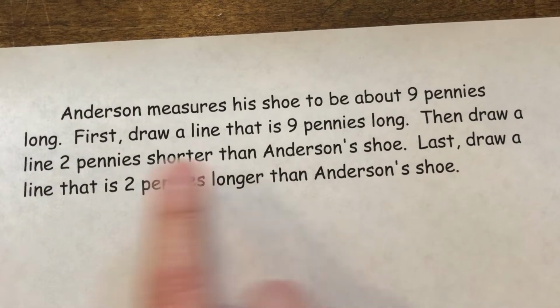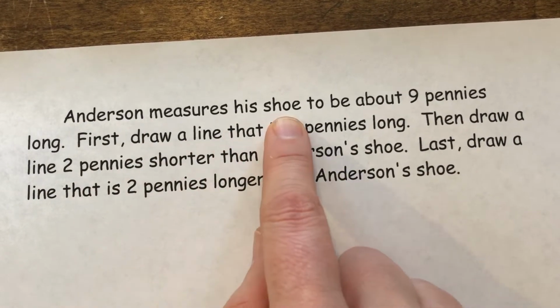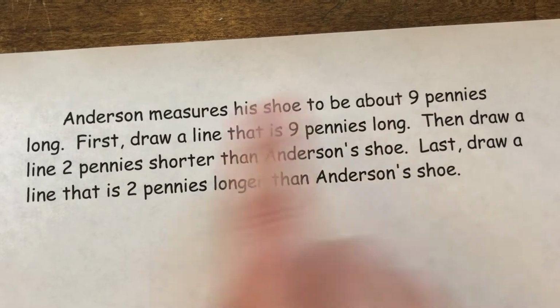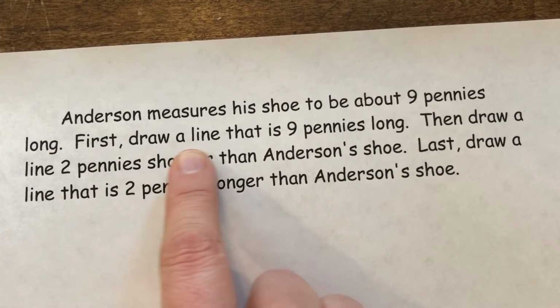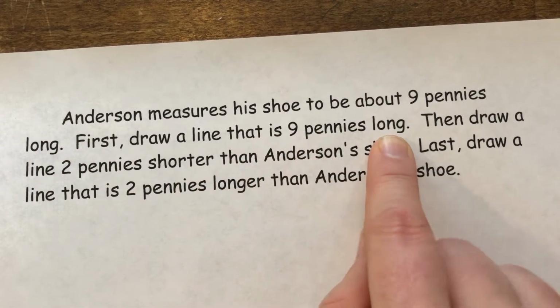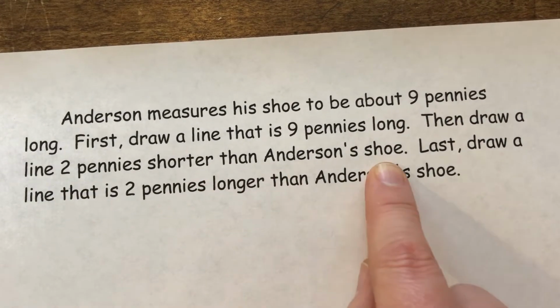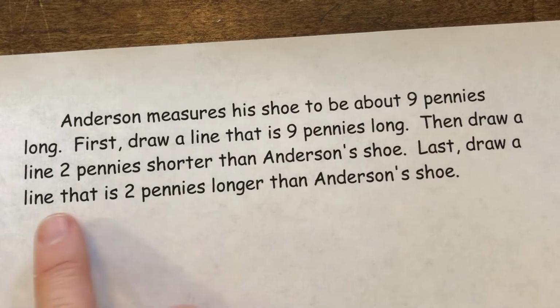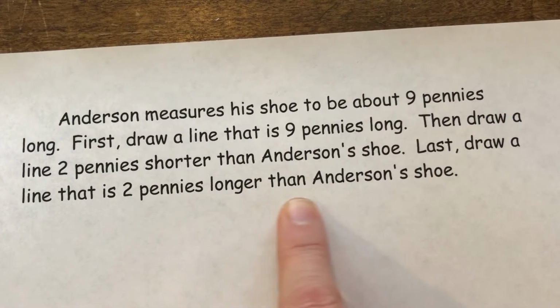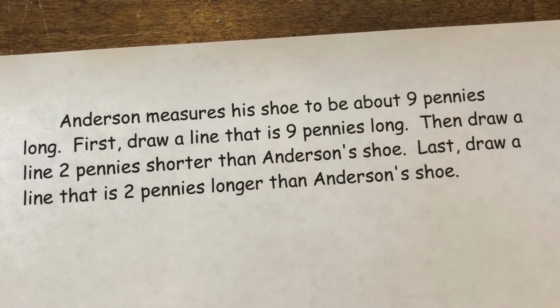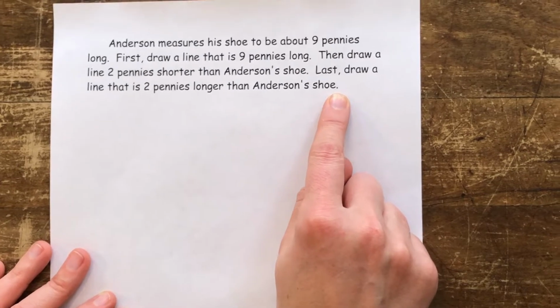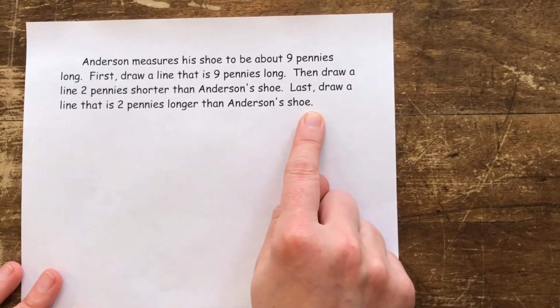Read it with me this time. Anderson measures his shoe to be about 9 pennies long. First, draw a line that is 9 pennies long. Then, draw a line 2 pennies shorter than Anderson's shoe. Last, draw a line that is 2 pennies longer than Anderson's shoe. All right, my friends, pause the video for a second and give this problem a try.